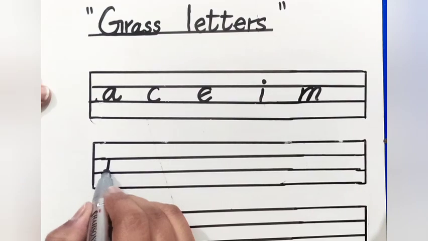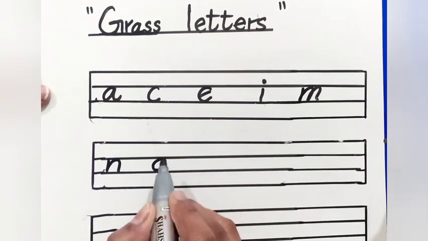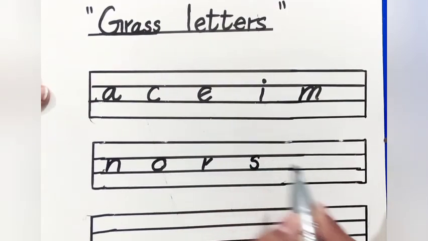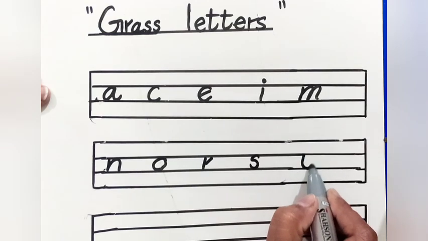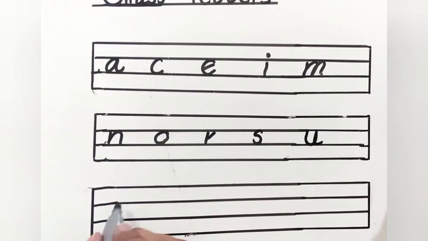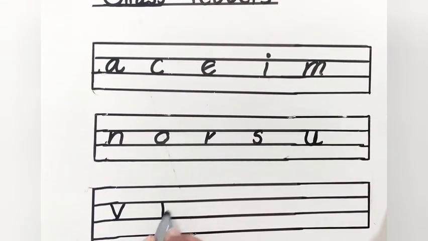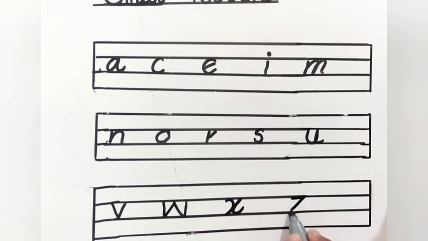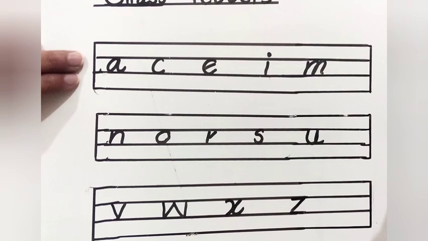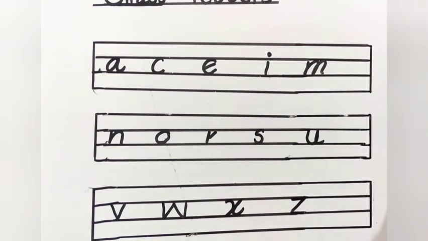Next we have N, O, R, S, U, and after U we have V, W, X, and Z. These are our grass letters. Why? Because they fit in between two lines, and grass letters fit in between two lines.